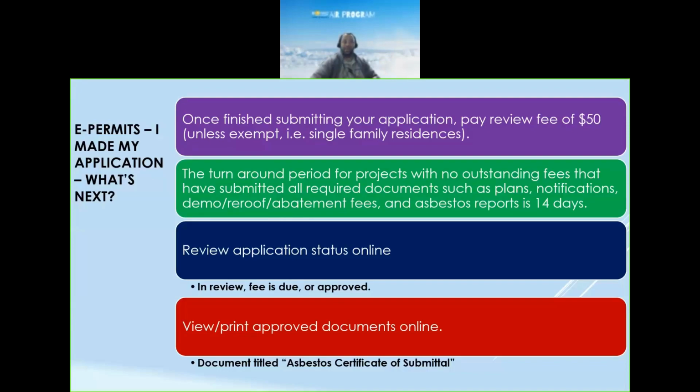So once more, what's next? Once you finish submitting your application, pay the review fee of $50 unless you're exempt, i.e. single-family residences. The turnaround period for projects with no outstanding fees that have submitted all required documents such as plans, notifications, and the demo roof abatement fees, and the asbestos report is 14 days. 7 days if it's single family exempt. Review application status online. You can review it as in review, fee is due, or the approved status, as we mentioned earlier. You can view and print the approved documents online. The document is titled the Asbestos Certificate of Submittal. Next slide.